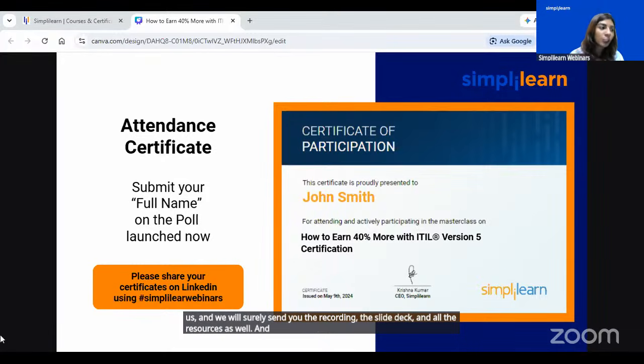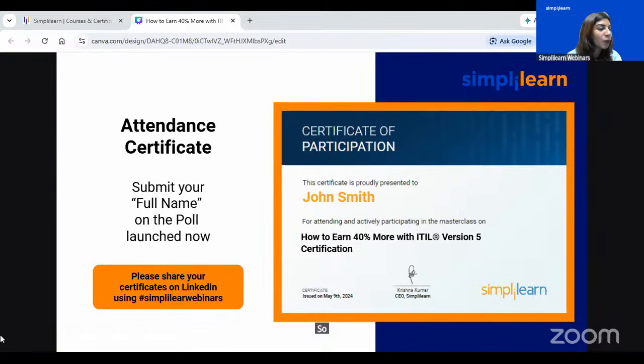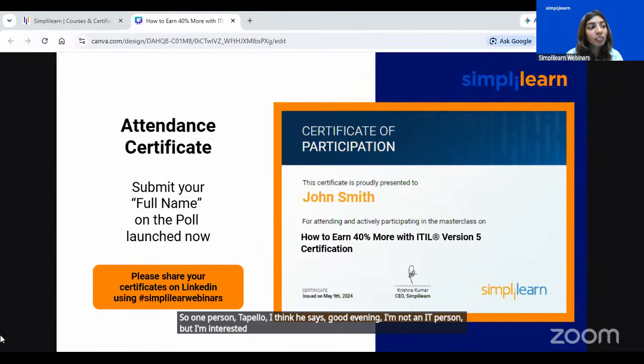And Vipin, there's one question, the final question we'll take for tonight. So one person, Tapello, I think he says, good evening, I'm not an IT person, but I'm interested in IT change management. Is this certificate going to assist me in that?